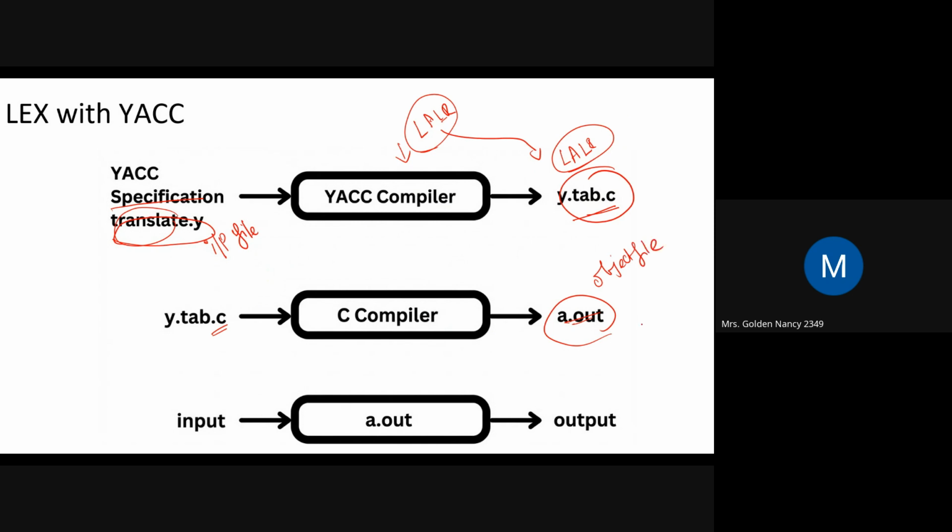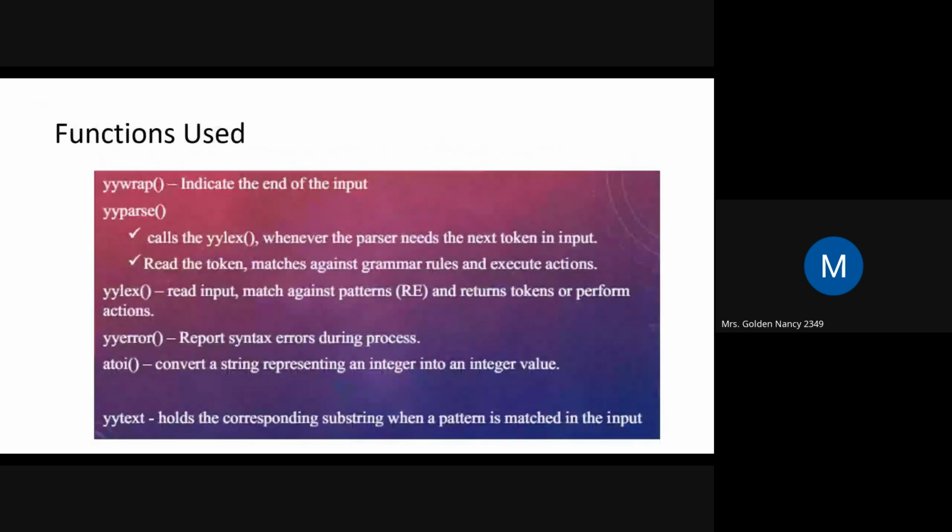So y.tab.c is sent to the C compiler, and it produces an object file called a.out. That a.out object file is sent the input, and whatever input is given will be produced as output here. So these are the steps of how the YACC compiler works. First the raw file enters and is converted into a C file. The C file is converted into object code, and the object code is converted into the final parse tree. The output is nothing but the parse tree. These are the phases of how the YACC tool works.